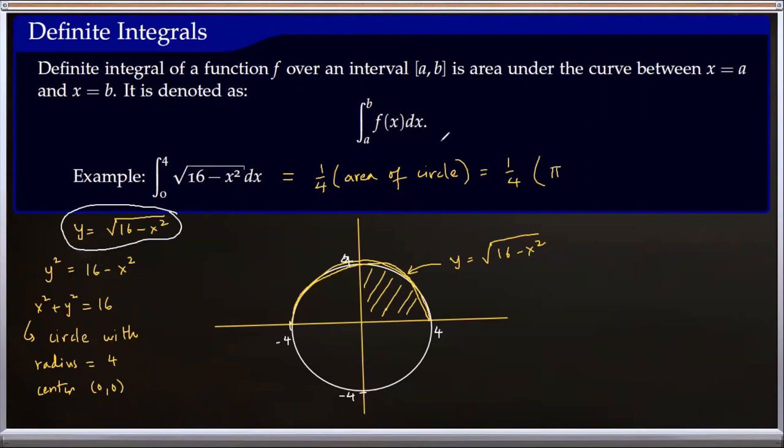So you know the formula for the area of a circle, pi r squared. So that means we have pi times 4 squared. Then this becomes 1/4 times 16 pi, which is 4 pi. So this is the value of the integral.